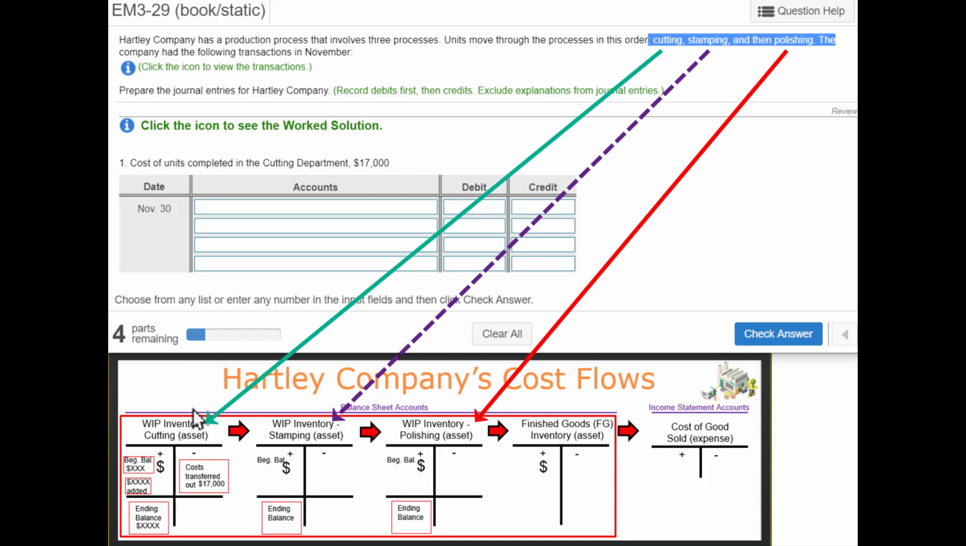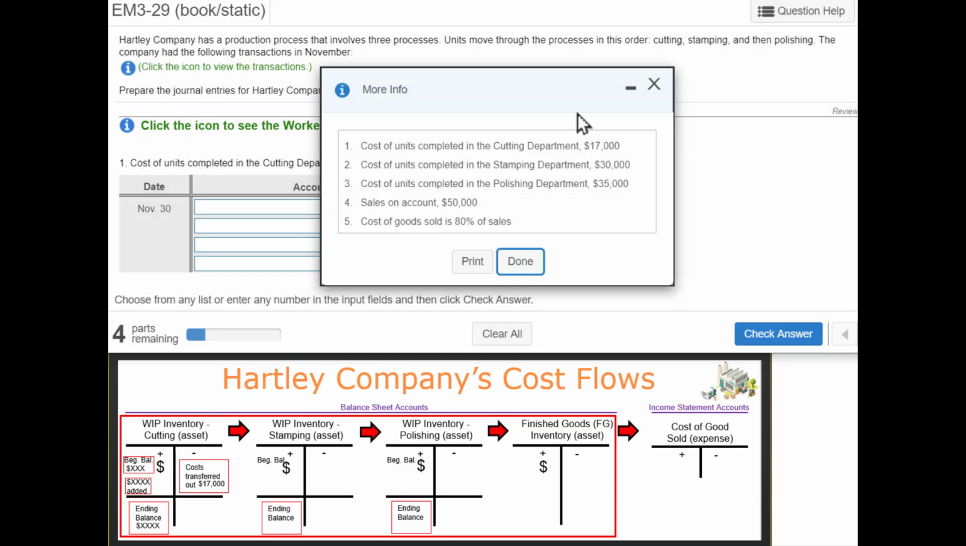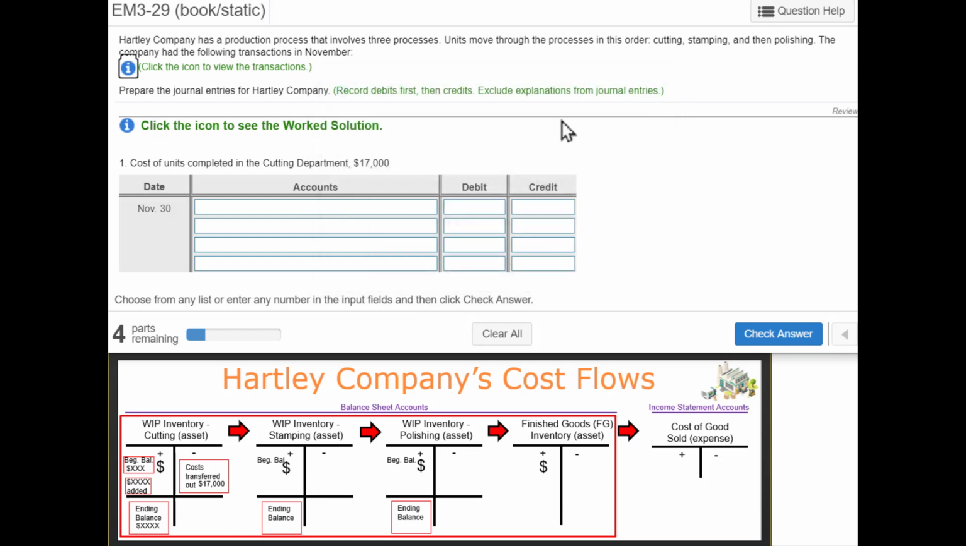So here we've got cutting, and then stamping, and then polishing, just like it says up here. The company had the following transactions in November. We could look at these transactions in here, but we really don't need to because they list them individually right here. In the first transaction, it says cost of units completed in the cutting department. So here's the cutting department. When some units are done, they need to leave the department. So how do they leave the department?